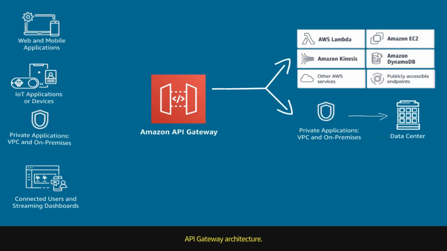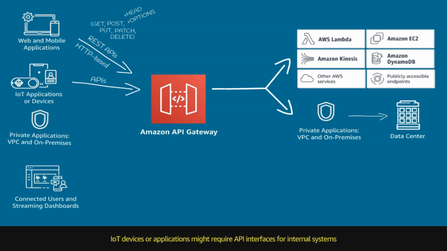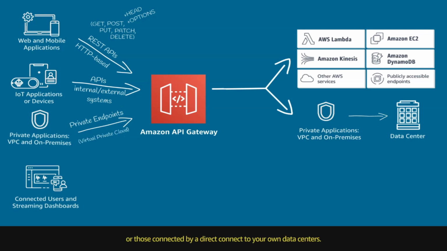API Gateway Architecture. You can create REST APIs that are HTTP-based and implement standard methods such as GET, POST, PUT, PATCH and DELETE. IoT devices or applications might require API interfaces for internal systems, such as dashboards for remote technicians, and external systems, such as a home consumer mobile application. You can securely expose REST APIs only to services and resources inside your virtual private cloud, or those connected via Direct Connect to your own data centers.